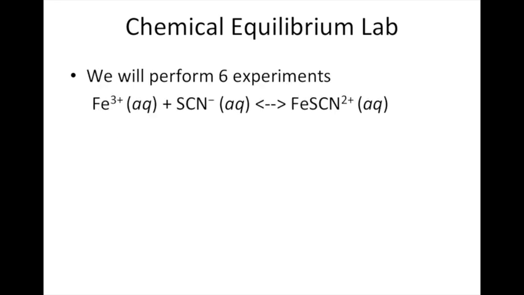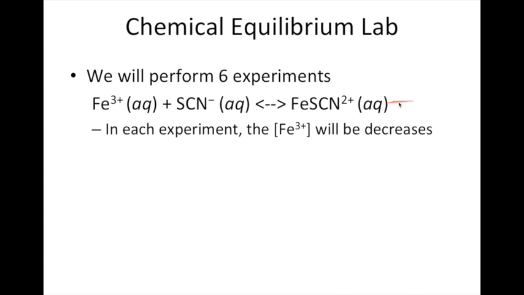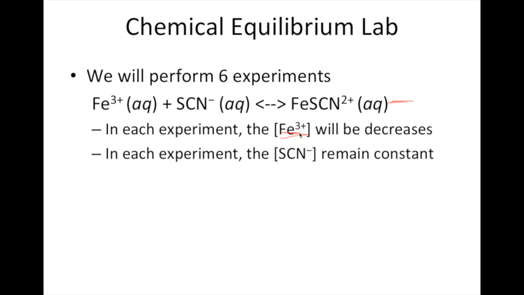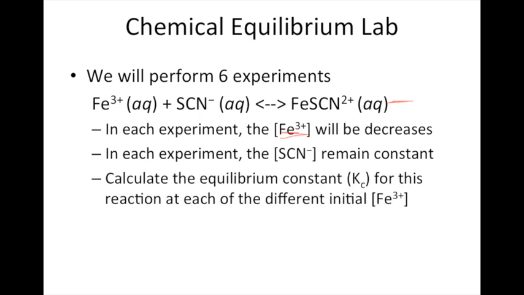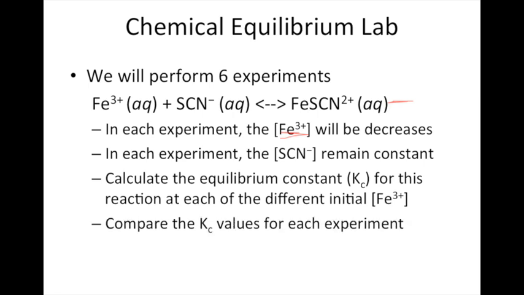So we'll perform 6 experiments. So we'll perform this reaction 6 times. Each time we perform the experiment, we'll have a decreasing concentration of the iron 3. We'll keep the same concentration of thiocyanate, and again, we'll calculate the equilibrium constant for each of these 6 experiments that we're performing. And then we'll compare the Kc values for the experiment and hopefully confirm that they should all be pretty much the same.